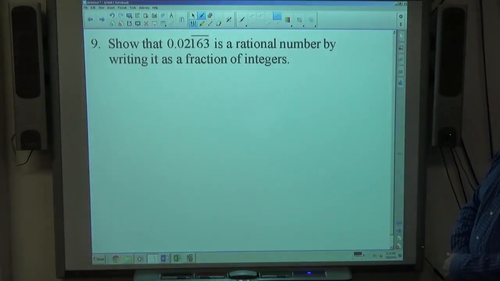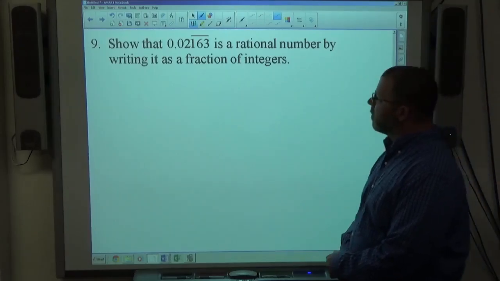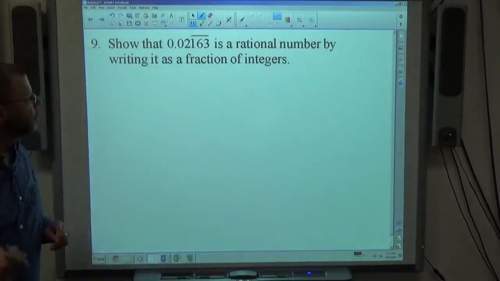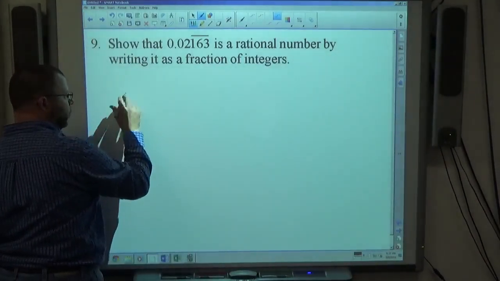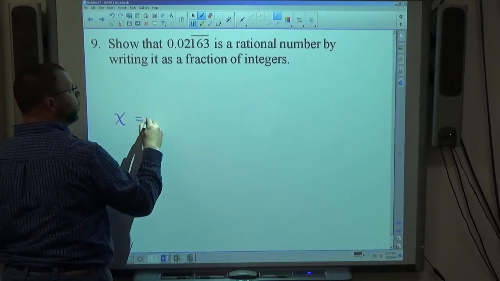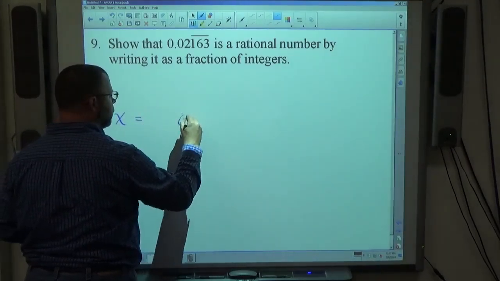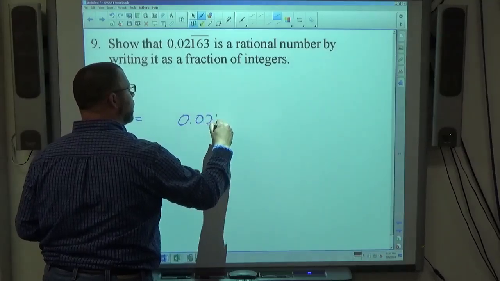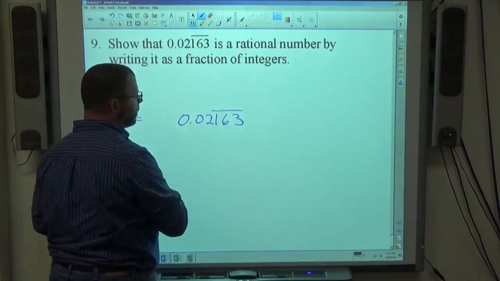Number 9, show that 0.02163 is a rational number by writing it as a fraction of integers. So, first thing I want to do is leave a little space here. X equals the number, and I'm going to leave a gap here also, 0.02163 with the 163 repeating.